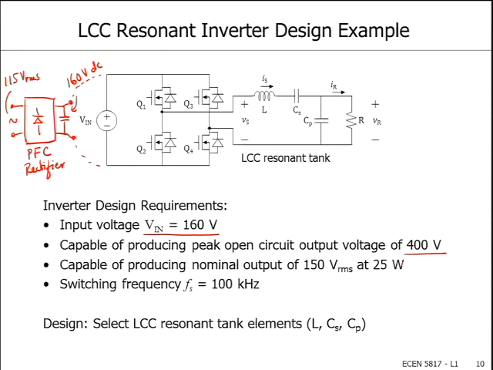And then once the lamp is on, we just run it at a nominal power of 25 watts, and it has to deliver that 25 watts while operating with an output voltage of 150 volt RMS. Right? The output voltage here is going to be high frequency AC, and its RMS value is 150 volt. And the frequency that we're running through the lamp ballast is 100 kilohertz. So this whole thing is running at 100 kilohertz switching frequency. Okay, those are the specs.